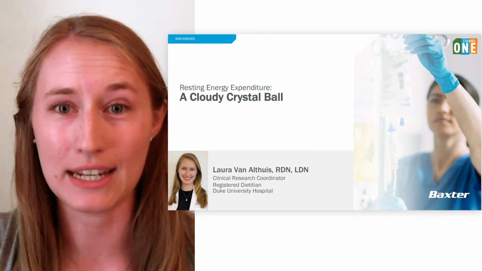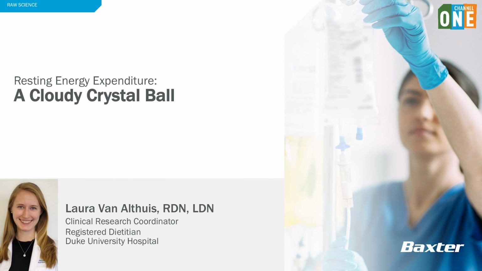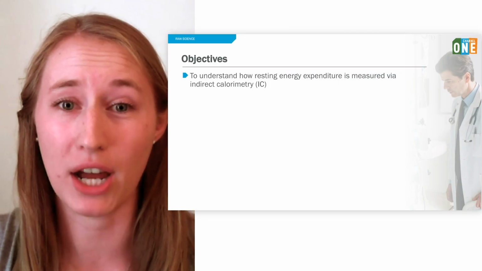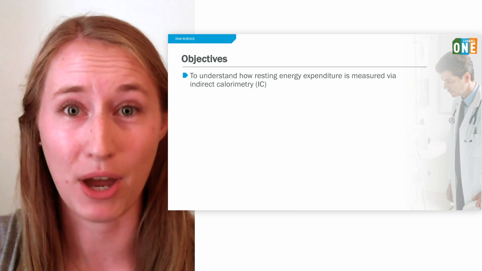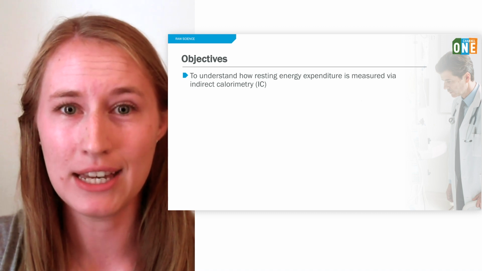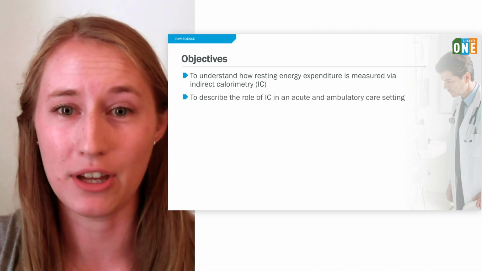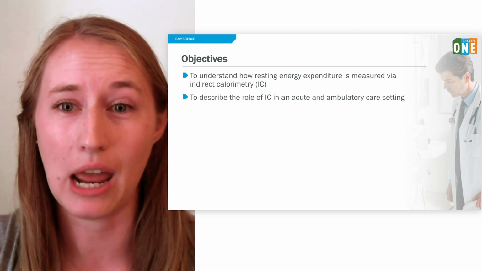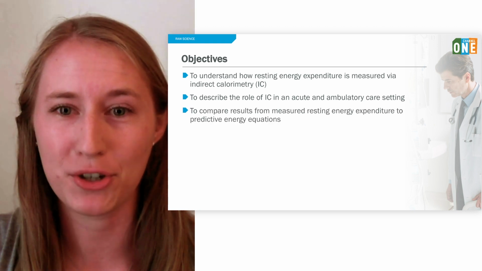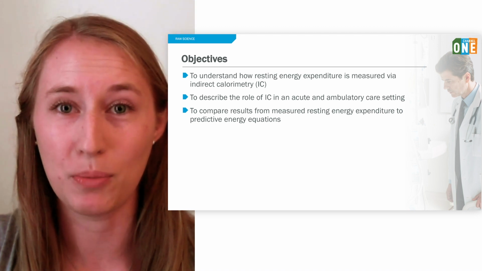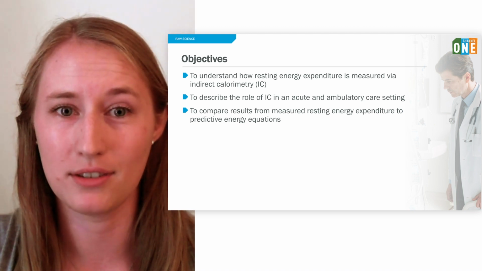Today we are looking at resting energy expenditure, a cloudy crystal ball. Today our objectives will be to understand how resting energy expenditure is measured via indirect calorimetry. Next, we will describe the role of indirect calorimetry in an acute and ambulatory care setting. And finally, we will compare results from measured resting energy expenditure to predictive energy equations.